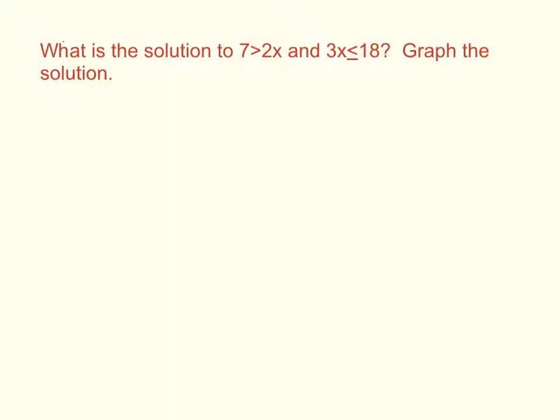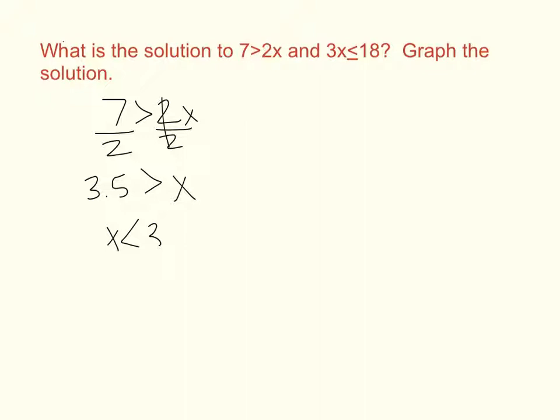Alright, so we're going to try to find the solution to 7 is greater than 2x and 3x is less than or equal to 18. So the value of x has to be true for both of those. We're going to take them individually and solve them separately first. So 7 is greater than 2x, and we're going to solve for x. I'm going to divide both sides by 2, and x ends up being less than 3.5. If I want to switch that around so that my x is on the left, I have to flip the sign. x has to be less than 3.5.